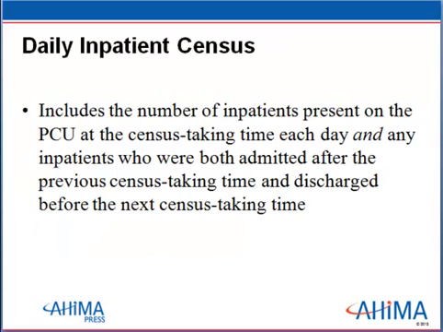The daily inpatient census includes the number of inpatients that are present at census taking time, generally midnight, each day, and it includes any patients who were both admitted after last census taking time and discharged before the next census taking time. So a patient admitted to the hospital at 8 a.m. on June 1st and discharged at 10 p.m. that same day obviously is not going to be present at the midnight census taking time, so they would not appear on the census report.